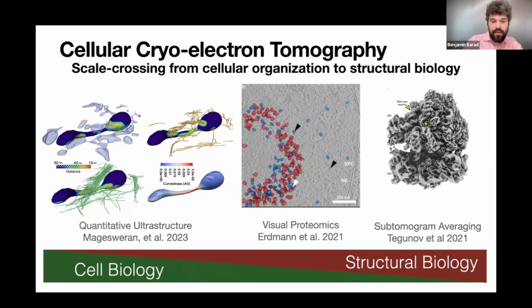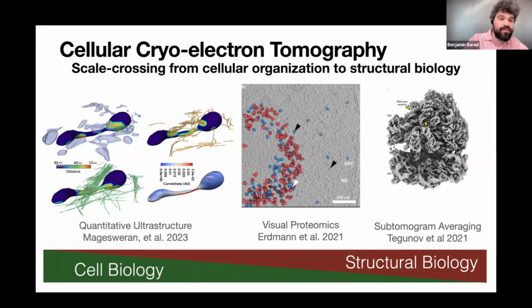And I think the grand promise, the reason that many of us in the field got into tomography, is not to do one of these things, but to do all three in a unified way, and to understand how protein structure and localization impacts ultrastructure and vice versa. And to do this scale crossing into a mesoscale approach. And this has been really challenging for a variety of computational reasons.